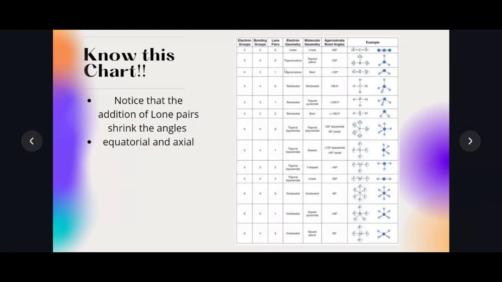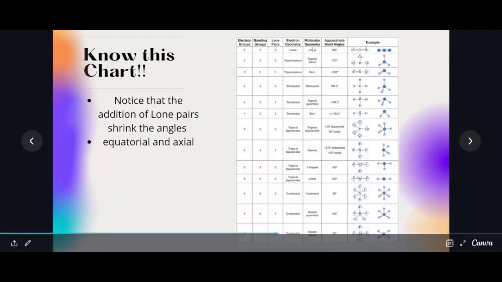So I would recommend doing what you need to do, making Quizlets or drawing the shapes out. You really need to know this. This is really important for your exam. Know the electron geometry, the molecular geometry, the bond angles, and then kind of a sketch too, if that helps you.